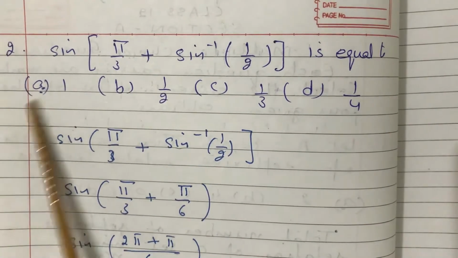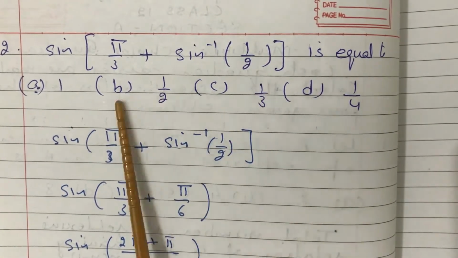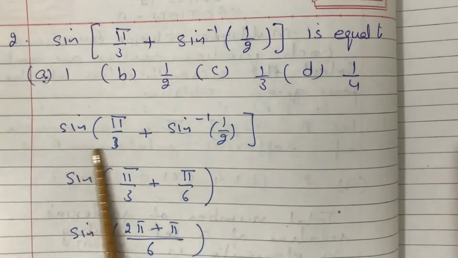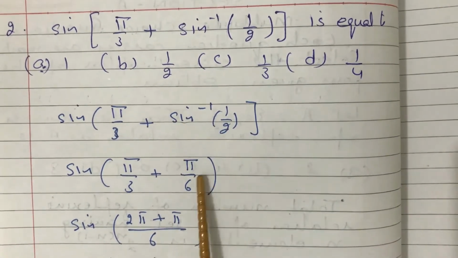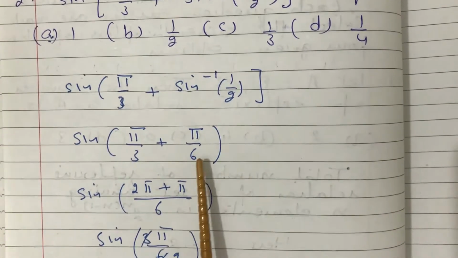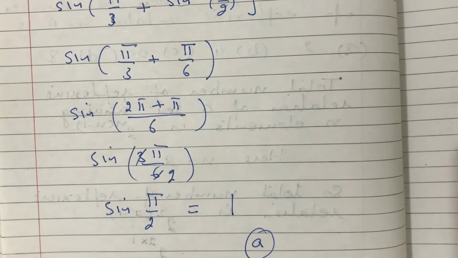Now the second question is: sin pi by 3 plus sin inverse 1 by 2 is equal to, again there are 4 options. So this is the question. Instead of sin inverse 1 by 2, I can write pi by 6. After calculating it, it will come out to be 1. So A is the option.